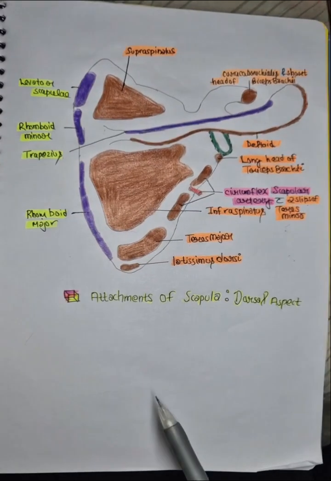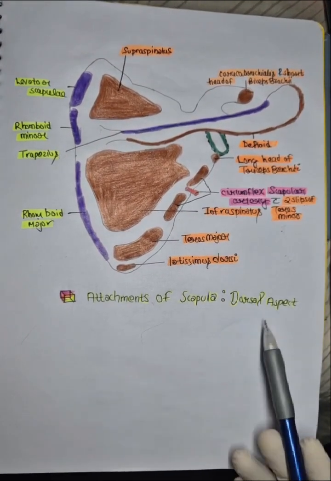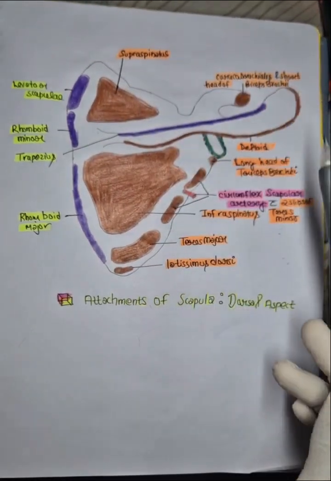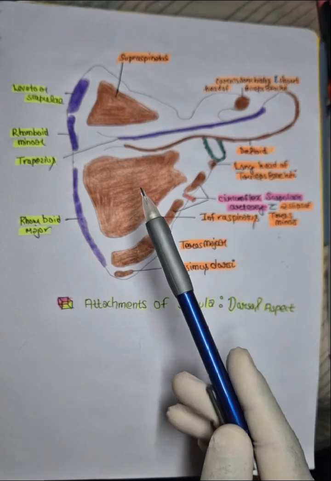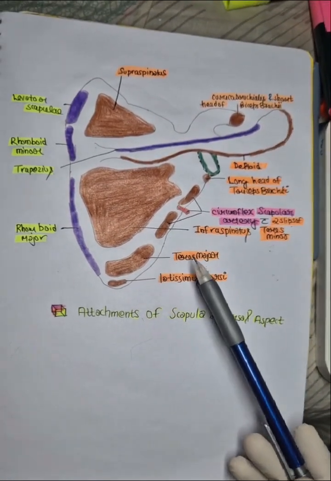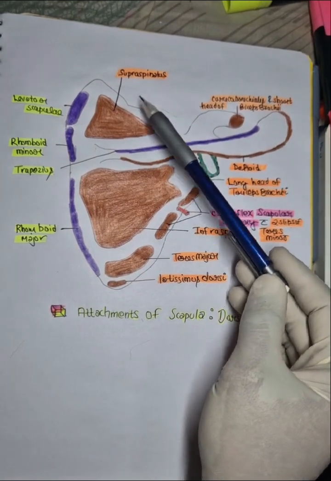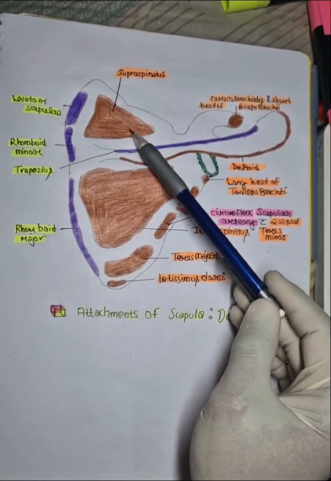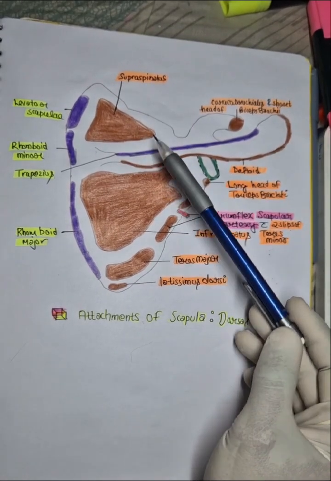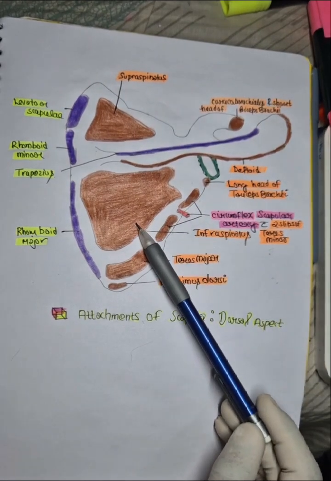In this part, we are going to discuss the attachments of the scapula on the dorsal aspect. This is the diagrammatic representation in which brown color represents origin and purple represents insertion. The supraspinatus muscle originates from the medial two-thirds of the supraspinous fossa, including the upper border of the crest, upper surface of the spine.